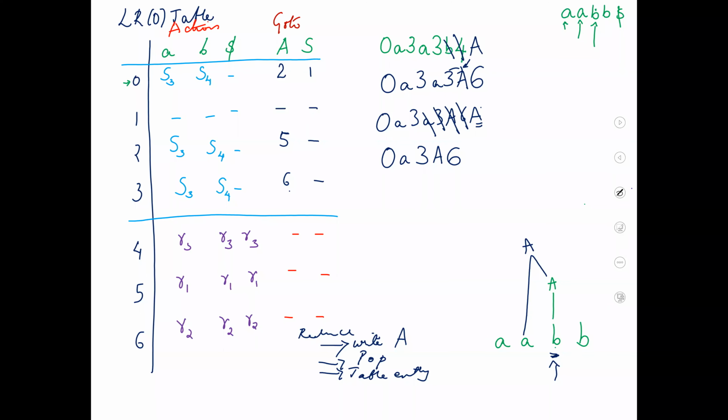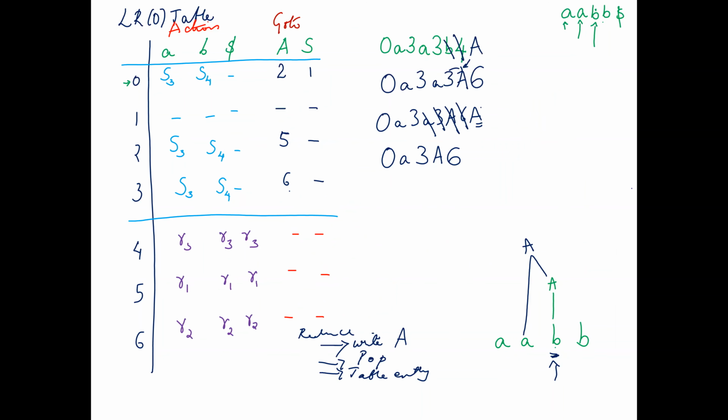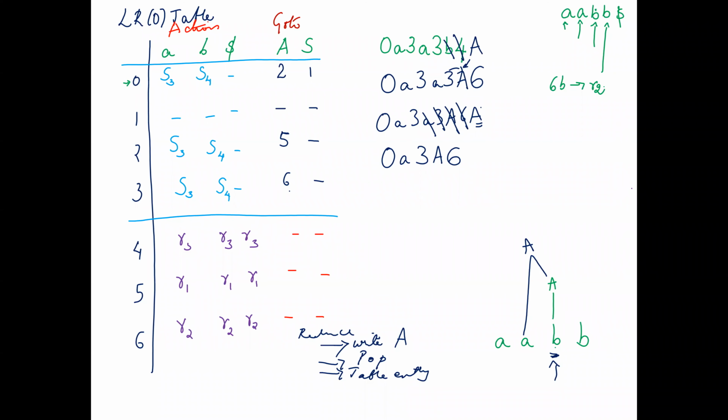So that's done. Now again, I have my look ahead pointer over here, B. So 6B. What is 6B? 6B, they are telling me R2. 6B, they are telling I will be having a reduction called R2. So let's find out what is R2. R2 is again AA.